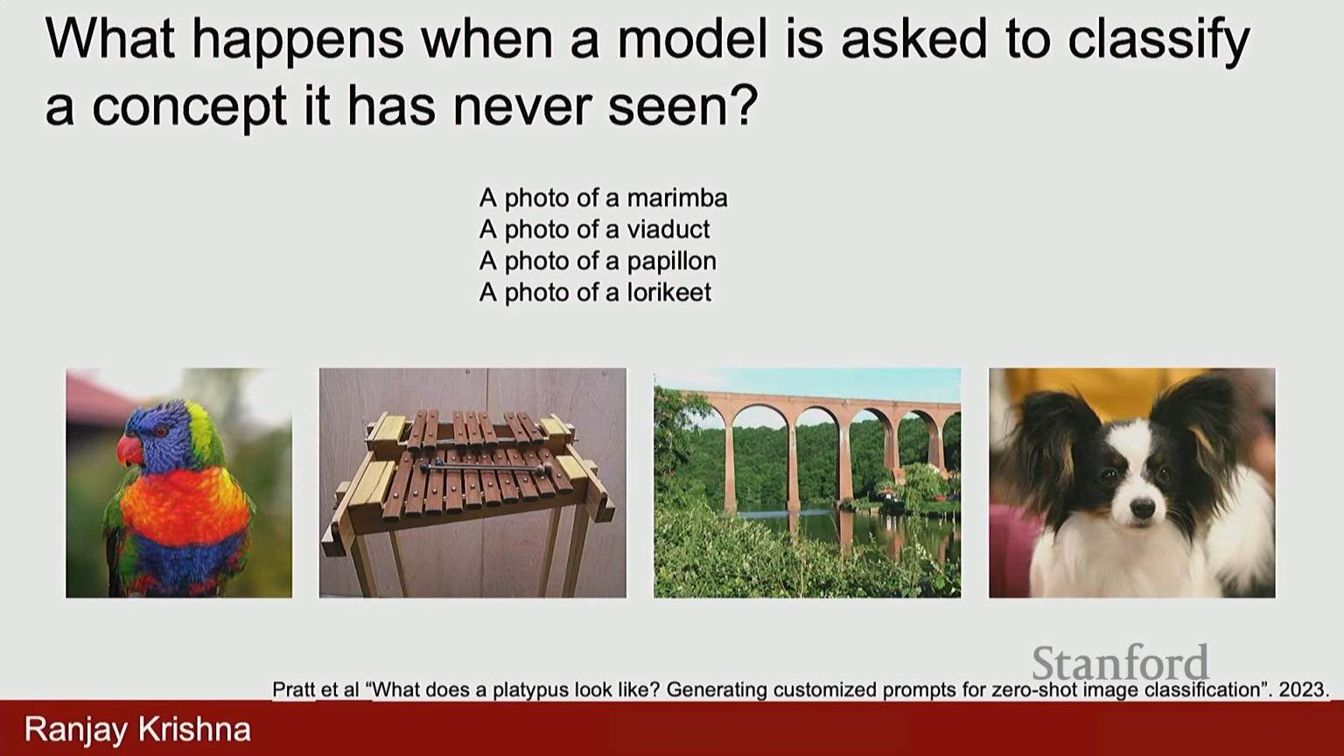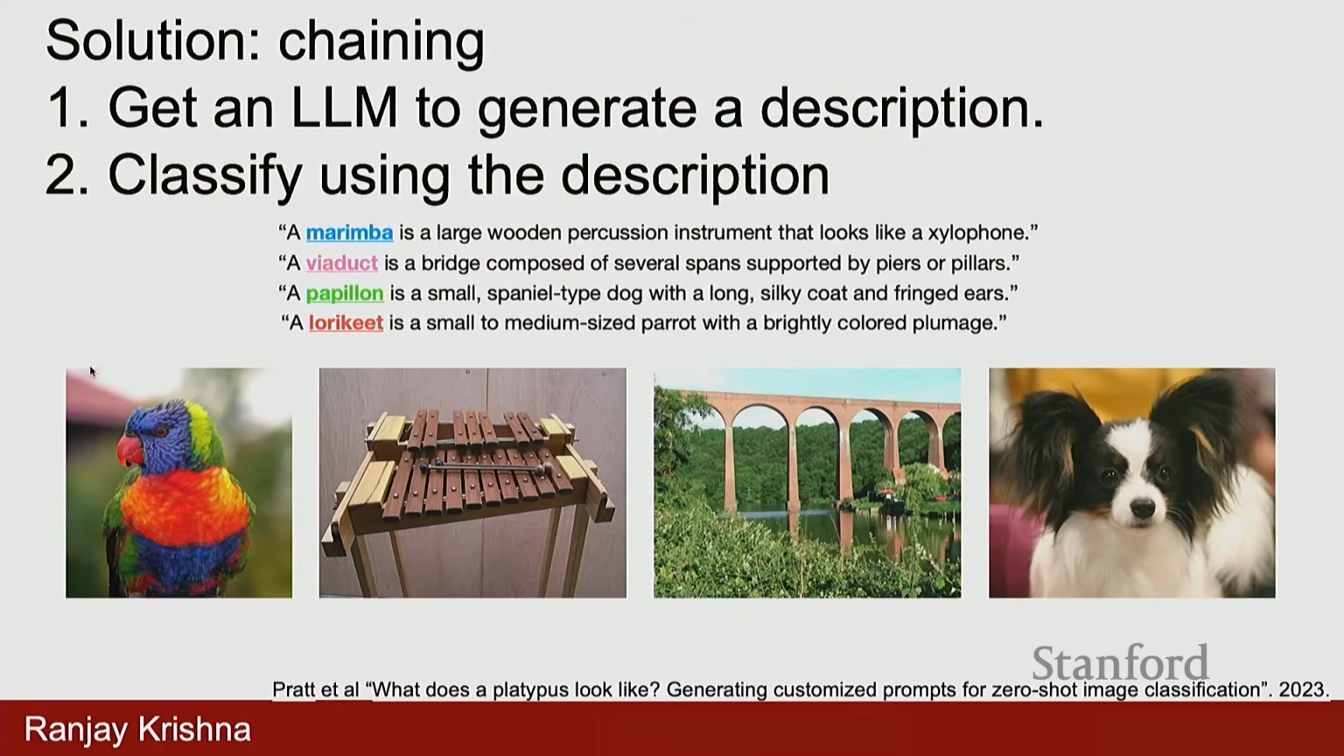There's one that's a little easy, the viaduct. Right? Yeah, I think a lot of you know which one that is. But which one's the dog and which one's the bird? What if I gave you these instead? So now I'm giving you descriptions of these things, and it suddenly becomes very easy for you to associate each one with the right category, right? And that's the basic idea behind chaining.